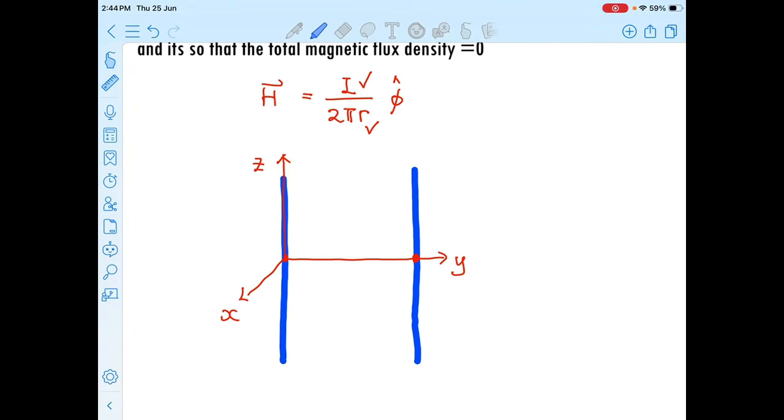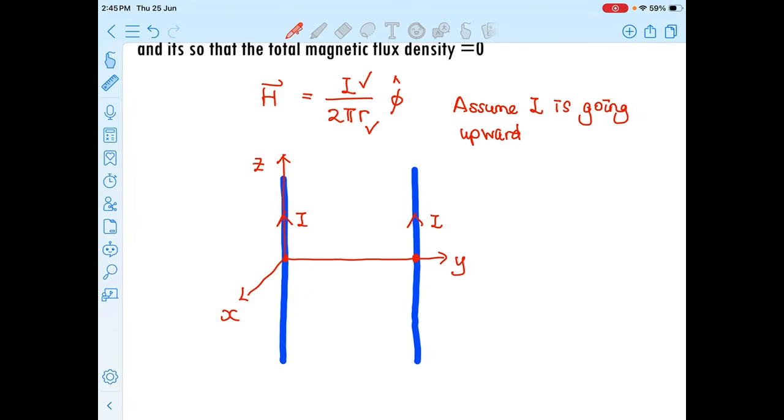The question didn't tell us the direction of the current, so I will assume myself that the direction of the current I is going upward. This is my own assumption. You can also assume it to be downward.